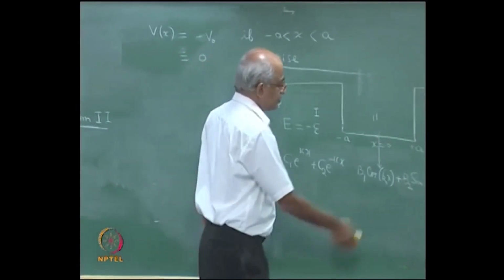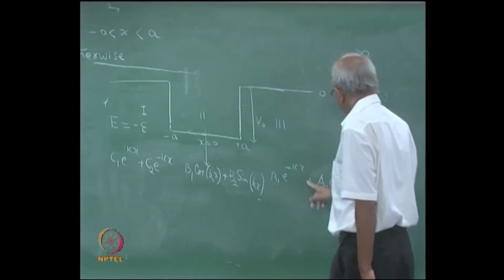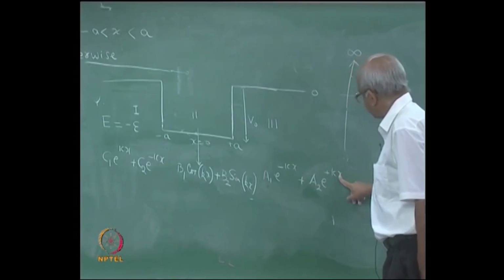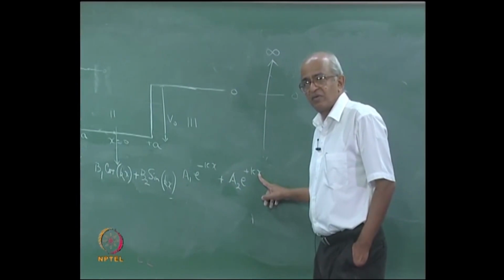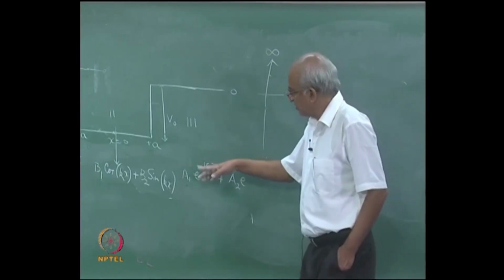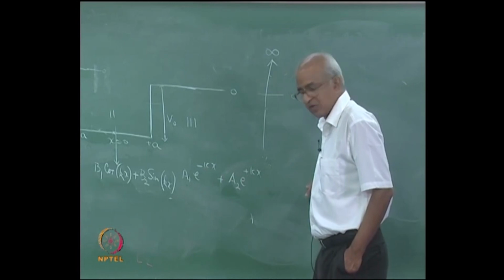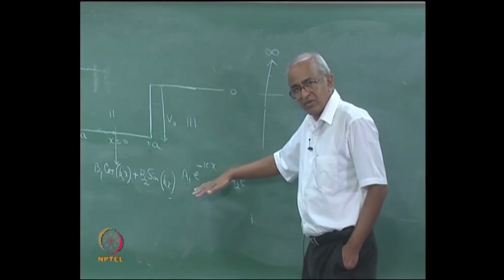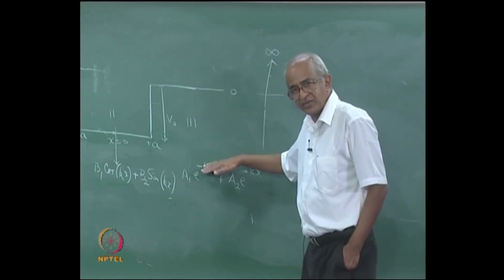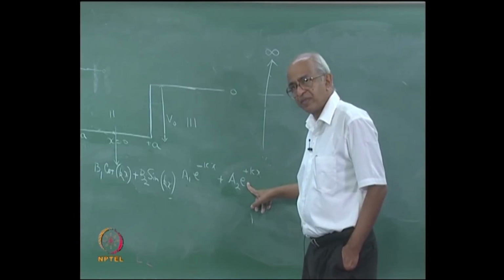So, let us look at the solutions that I have. In this region, I have a1 e to the power of minus kappa x plus a2 e to the power of plus kappa x. Now, suppose I allow x to go to infinity, what will happen? This term I would expect will decrease, because it is e to the power of minus kappa x. But what about this term? This term will increase to infinity.